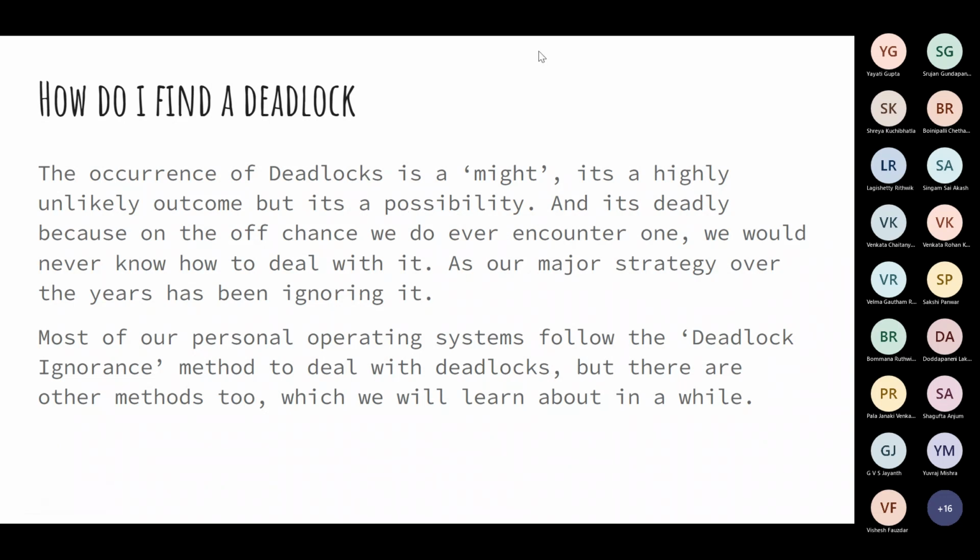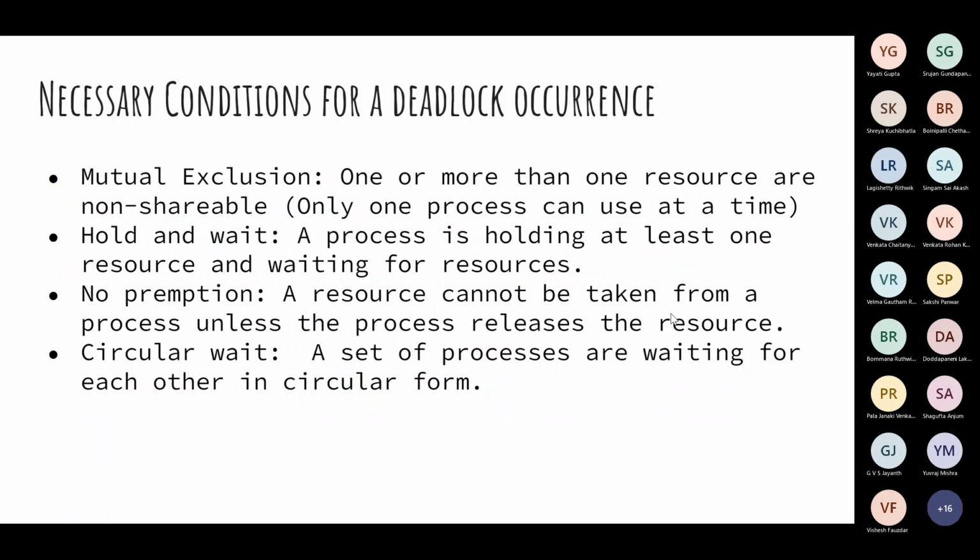So we've been discussing a lot about deadlocks, but the thing is, this is a very distant possibility. It's an unlikely outcome, but it has a possibility. But it's more deadly if we find a deadlock, because we've never known how to deal with it. Our major strategy with deadlocks has always been deadlock ignorance. So we just build our systems around ignoring the possibility of deadlock. But there are other methods too, which Jayant and Drishti will discuss. So yeah, that's my part. Thank you.